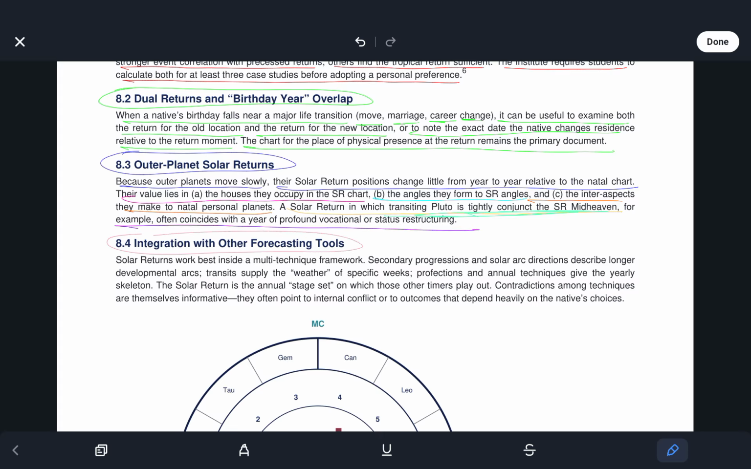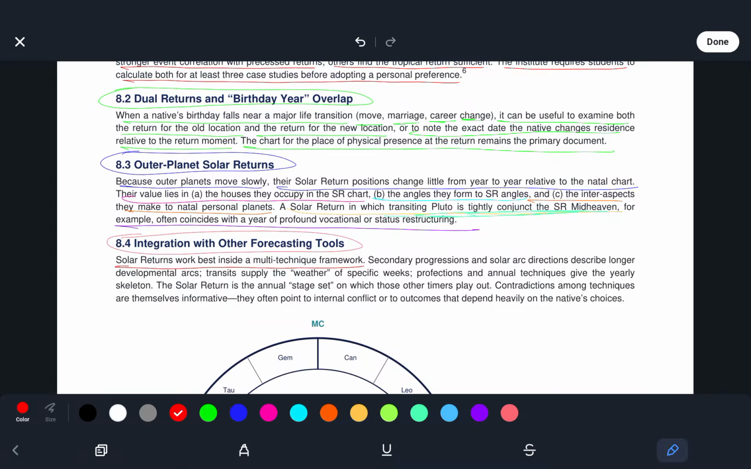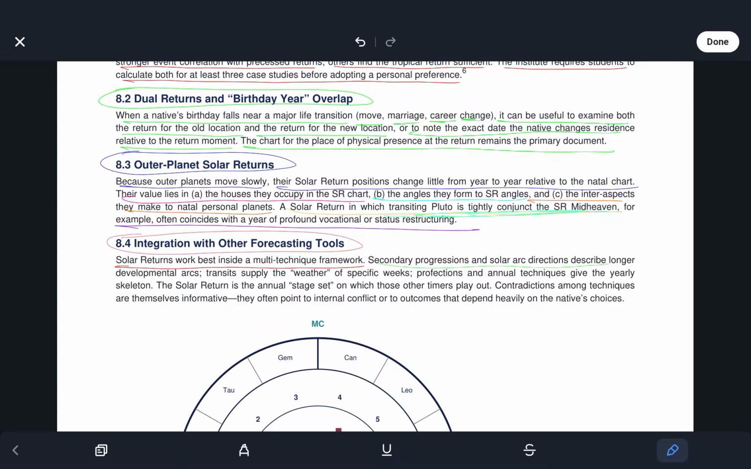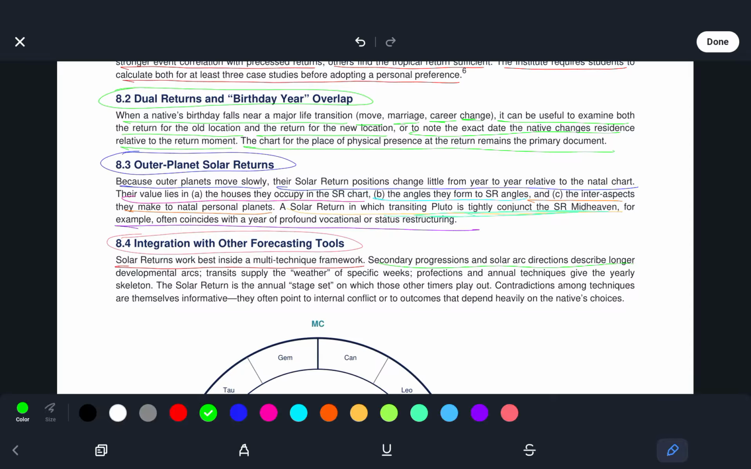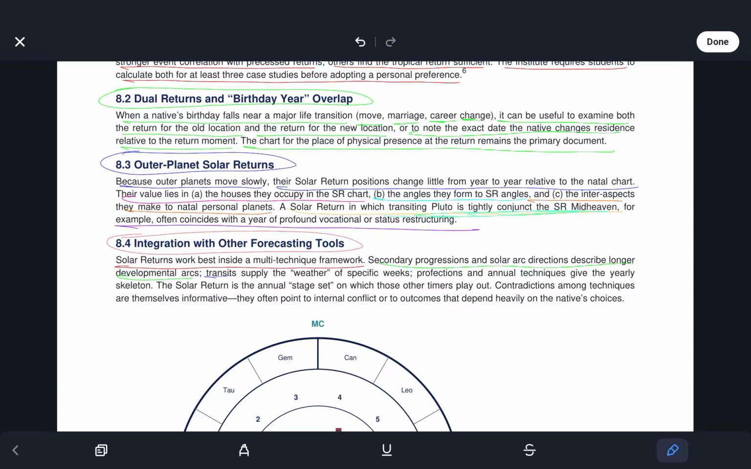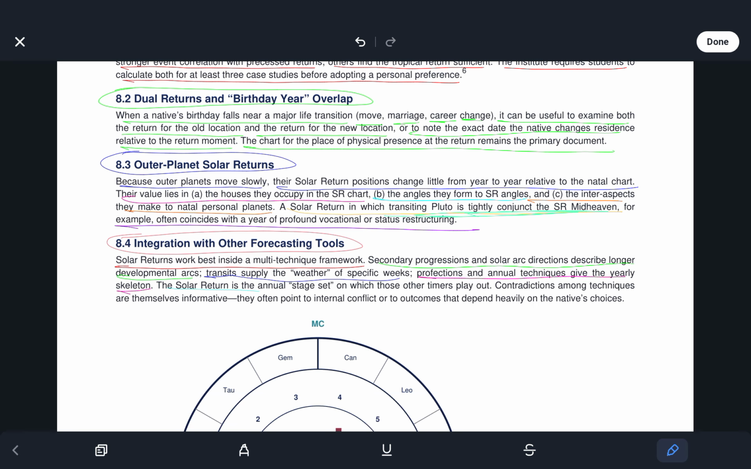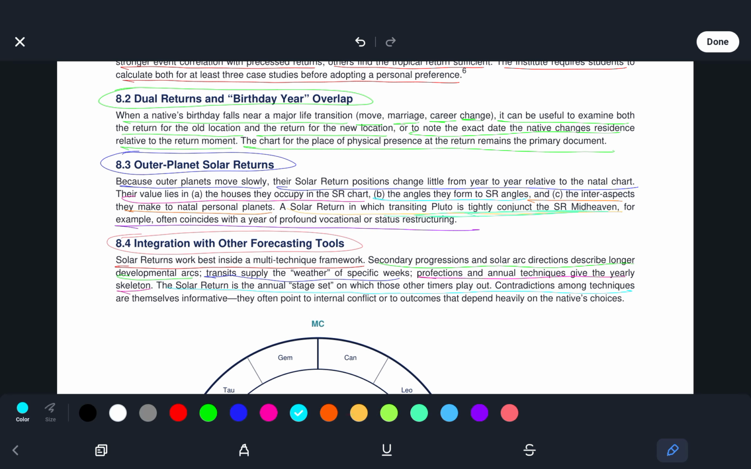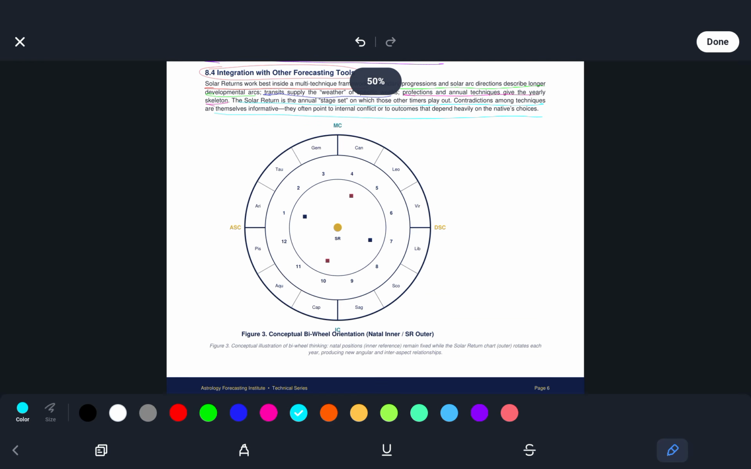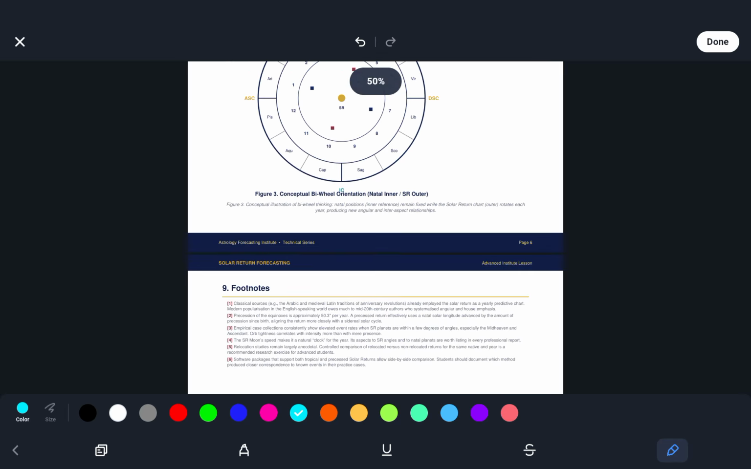Integration with other forecasting tools: we see SRs work best inside a multi-technique framework. Secondary progressions and solar arc directions describe longer developmental arcs. Transits supply the weather of specific weeks. Profections and annual techniques give the yearly skeleton. Solar return is the annual stage set on which those other timers play out. Contradictions among techniques are themselves informative. They often point to internal conflict or to outcomes that depend heavily on the native's choices.